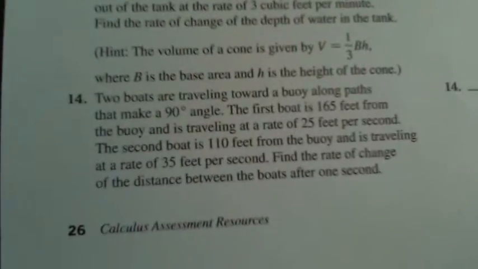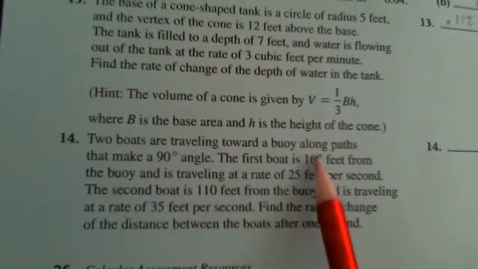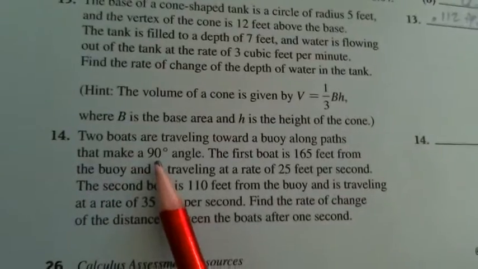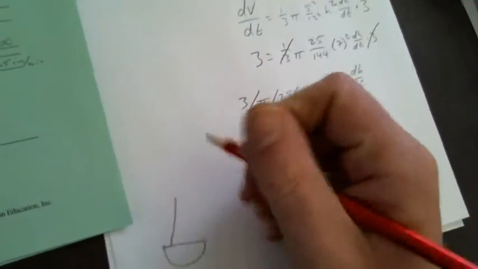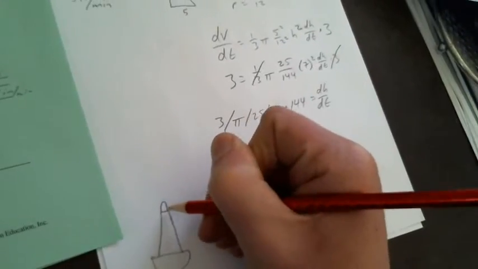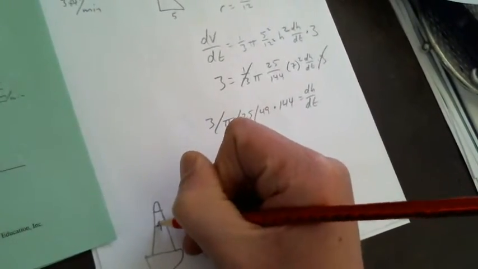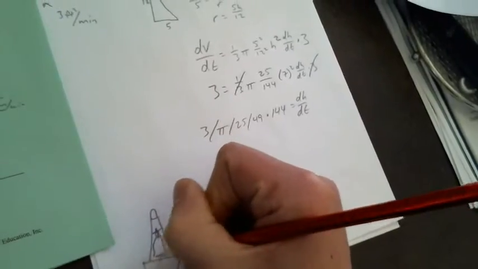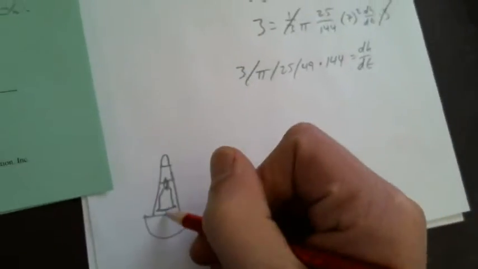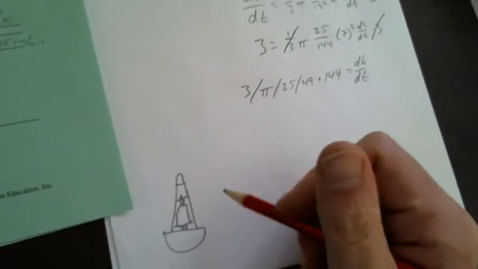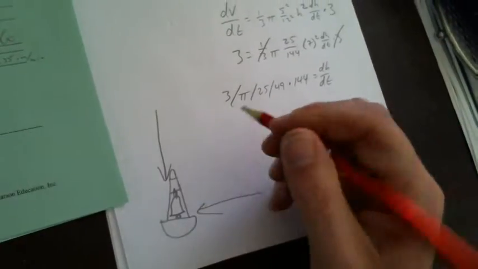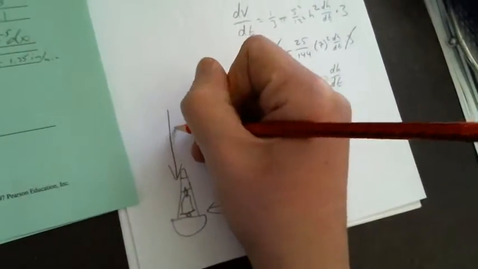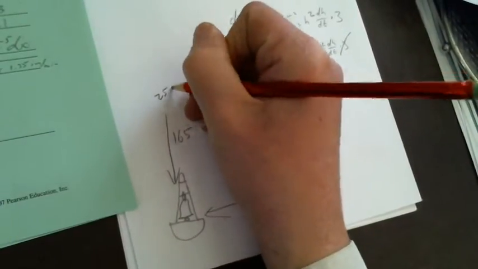Last question. Two boats are traveling towards a buoy along paths that make a 90-degree angle. So there's a buoy. Two boats, 90-degree path. First boat is 165 feet away, 25 feet per second.